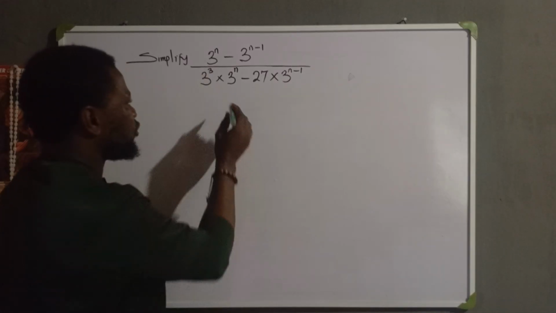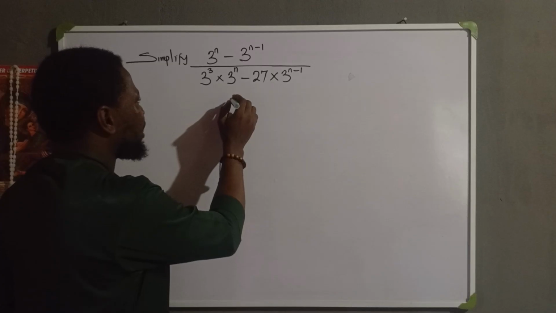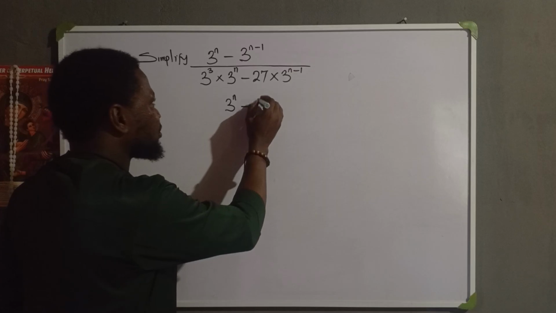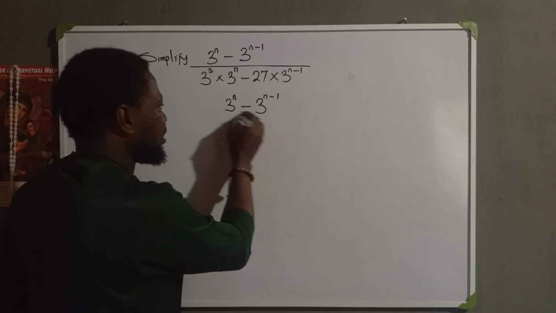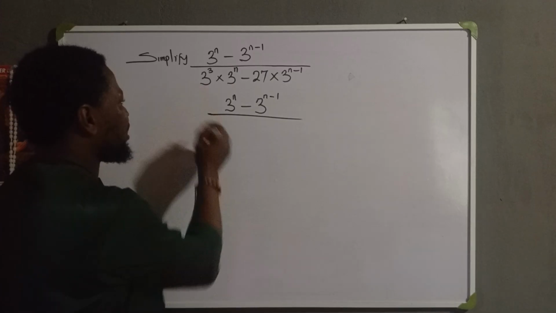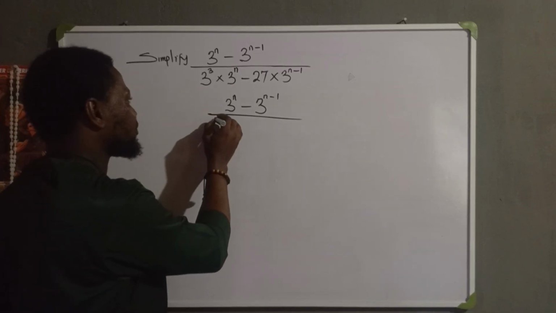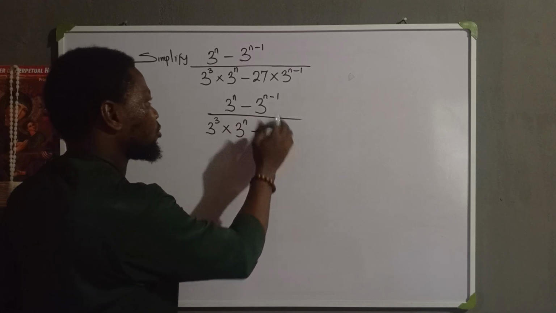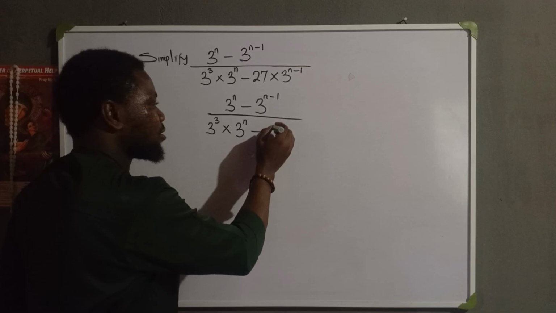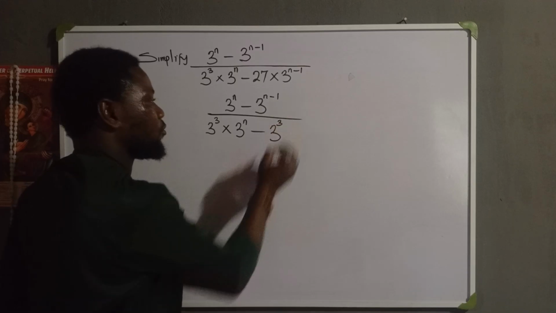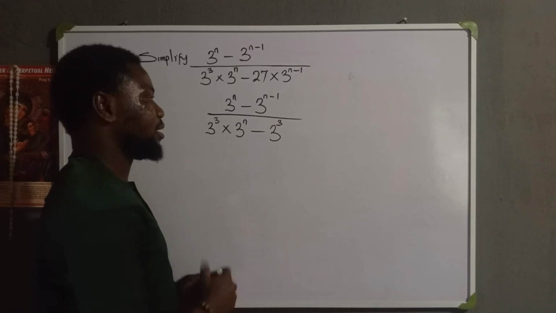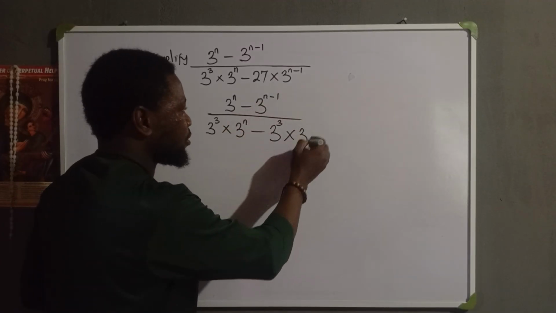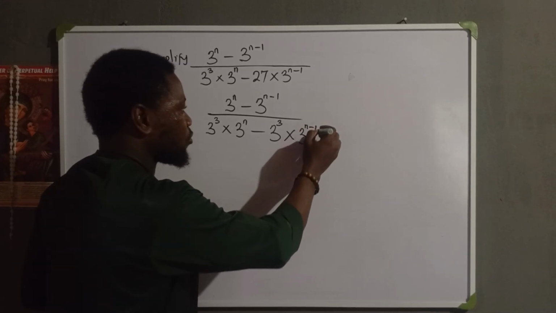Let's keep the numerator: 3^n − 3^(n−1). At the denominator, we have 3^3 times 3^n minus 27 times 3^(n−1). 27 is the same as 3^3 if you express it in index form. So here we have 3^3 times 3^(n−1).